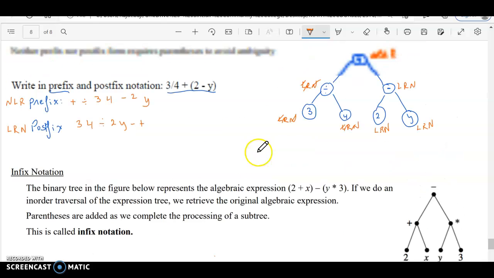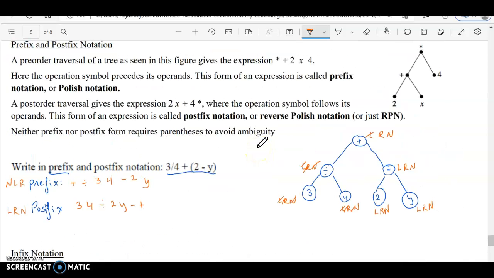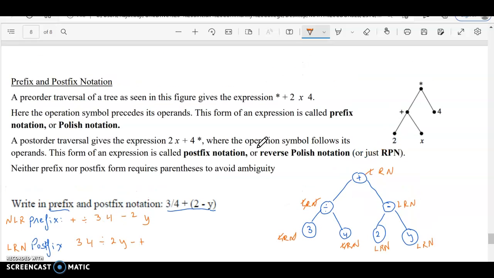Hello, in this video we're going to continue with section 6.2. So we're going to go over the prefix and postfix notation.